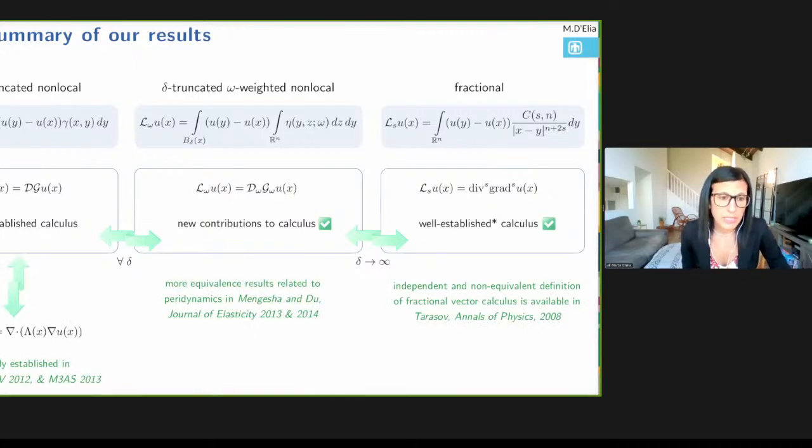There's this additional result because, as I said, we can have as a special instance also local operators. This was not our result. This has been in the literature for a long time. When delta goes to zero, in this specific case, when the kernel gamma is properly scaled with a power of delta, we can show that this operator converges to the standard div-grad operator. I also want to mention that some results in this direction, so proving the equivalence between the two, were considered in some works by Tadele Mengesh and Qiang Du back in 2013 and 2014 for the peridynamic model for mechanics. And of course, there are other independent definitions of fractional vector calculus that are not equivalent to what we're doing here, and for these reasons, they're not considered in this work.